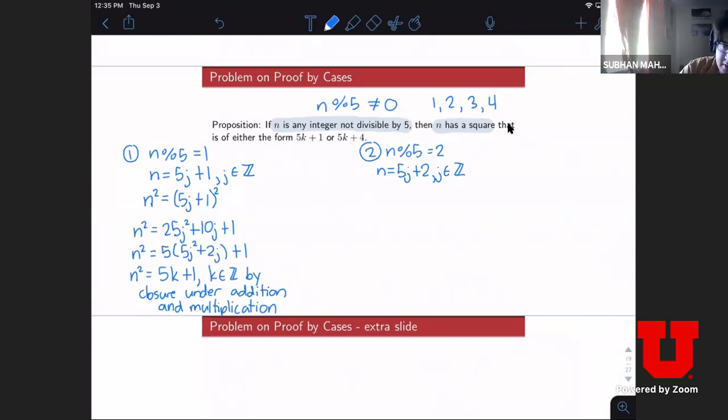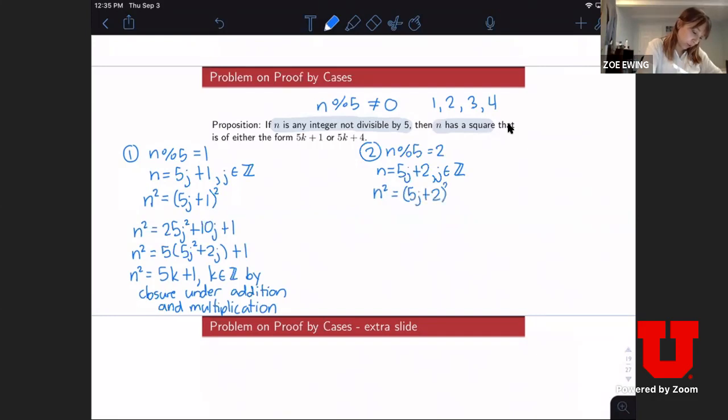N squared equals the whole thing squared, and then factor it out. 5j plus 2, squared. All right, and multiplied out is 25j squared plus 20j plus 4. And then we can factor out the 5 again and get 5 times 5j squared plus 4j, plus 4. And what's next?